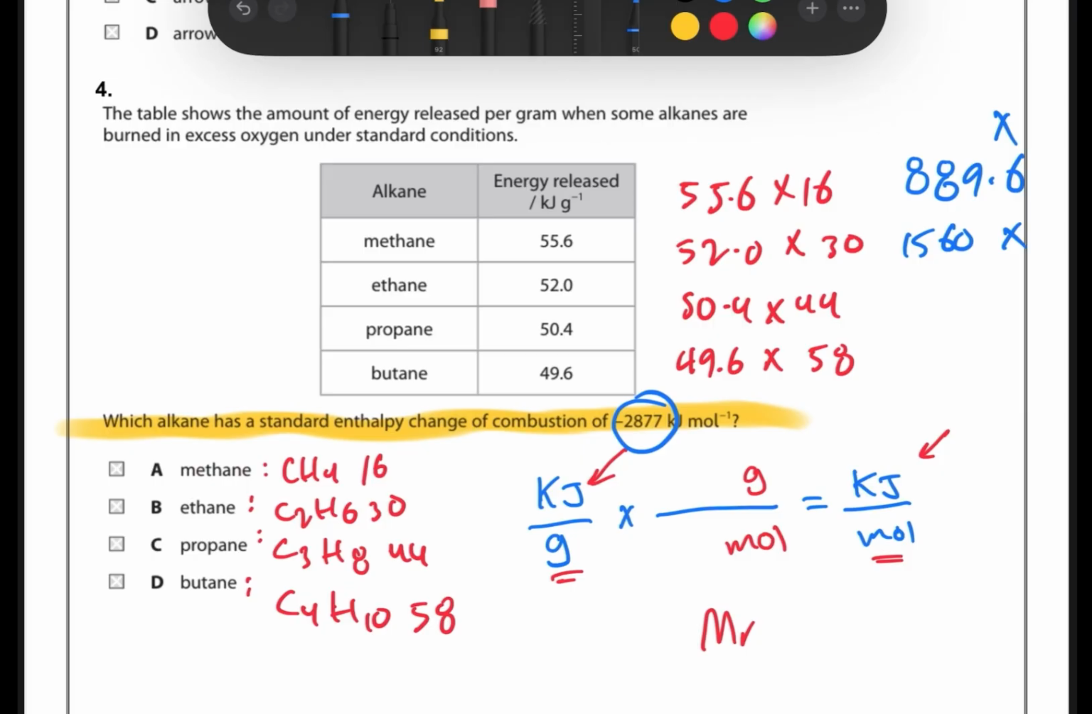And 50.4 times 44, the answer is 2217.6. No, it's not the answer. Definitely, it's D. It's 49.6 times 58. The answer is 2867.8. So definitely it's the true answer. The answer is D.